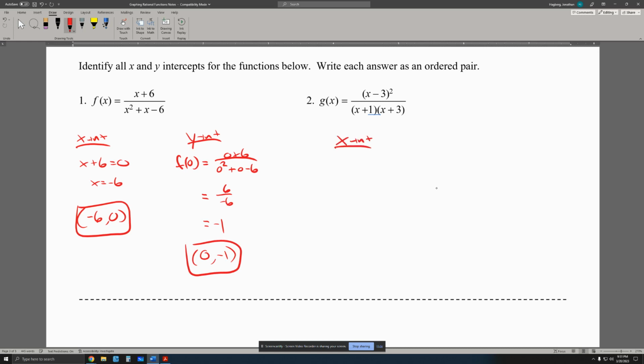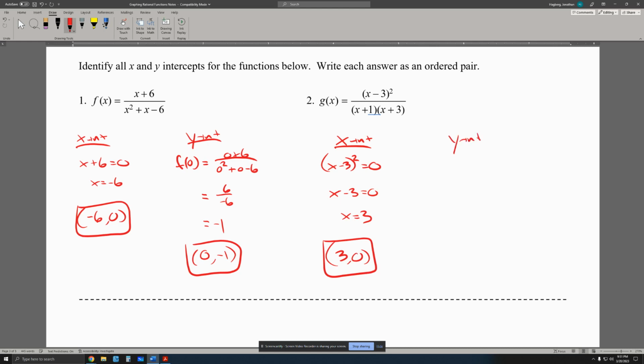For the x-intercept, that's where we have our numerator equal to 0. So the quantity (x - 3)² is equal to 0. We have one distinct zero here. Well, we'll go ahead and write that out. x - 3 = 0. So x = 3. So we have one distinct x-intercept at (3, 0).